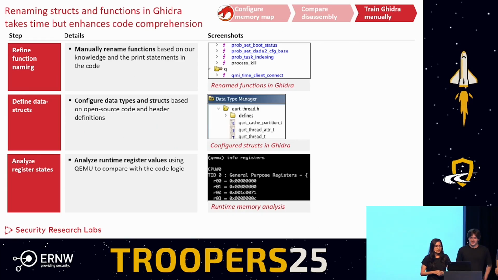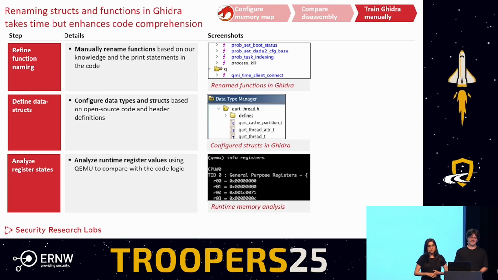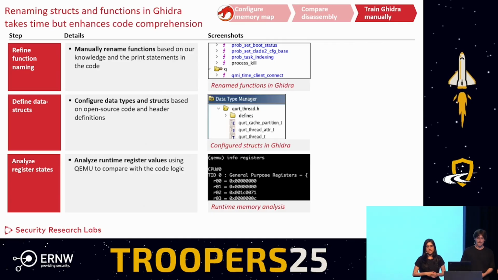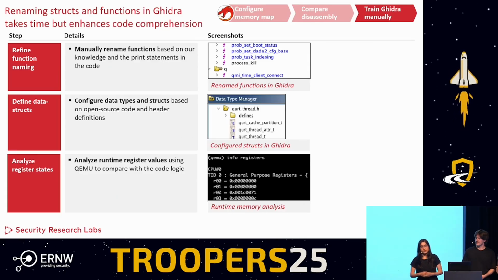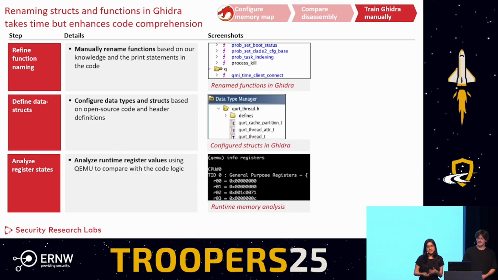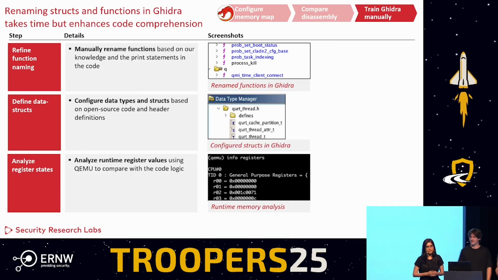The next step we did was configuring the data structures. From open source code or header files that are available on the internet, we were able to see the data structures, and then we can configure them manually in Ghidra in the data type manager. Then the third step we did was to analyze at runtime, because we have the firmware running. We see that the emulation is stuck, and then we can see what the register value is at this point in boot, and compare it with the Ghidra code, what the code expects the register value to be, and this also helped us to fix things at runtime.